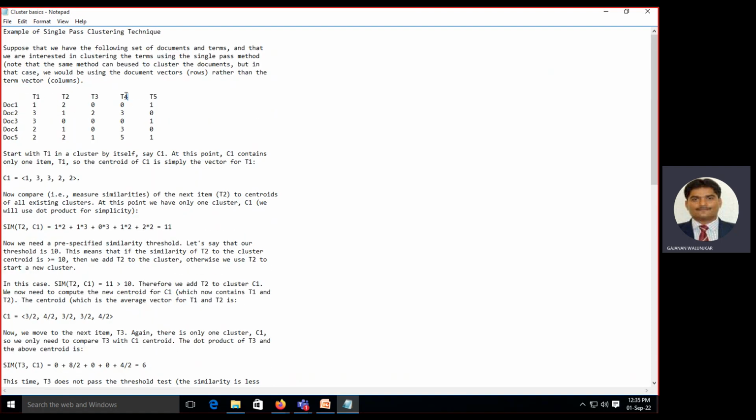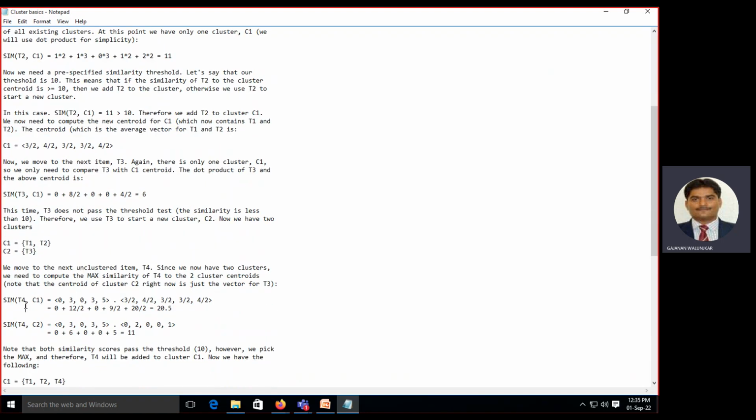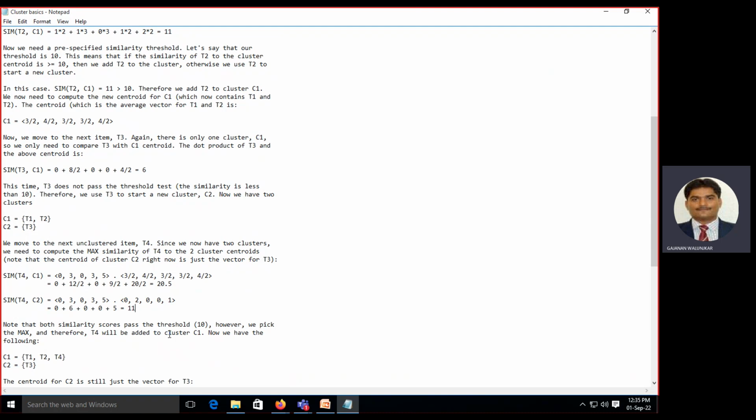So you have created the new cluster. Now consider T4 with this value. You have to compare T4 with the available clusters. The total number of available clusters, C1 and C2, is 2. So the similarity of T4 with C1 and the similarity of T4 with C2, with the updated values of the centroid, you are carrying out with their dot products. T4 similarity with C1 is coming 20.5 and T4 similarity with C2 is coming 11. Both are above the threshold value of 10. As I told, in the exclusive approach of clustering, you consider the maximum value of similarity and put that particular term in that particular cluster only. Do not repeat it in another cluster. So we are placing this particular term T4 in C1.